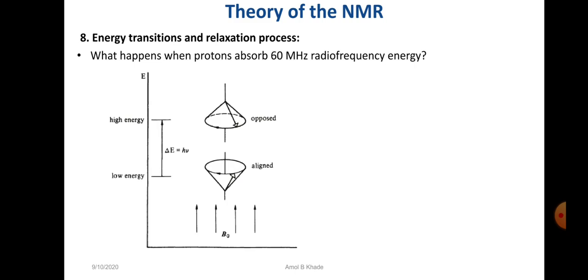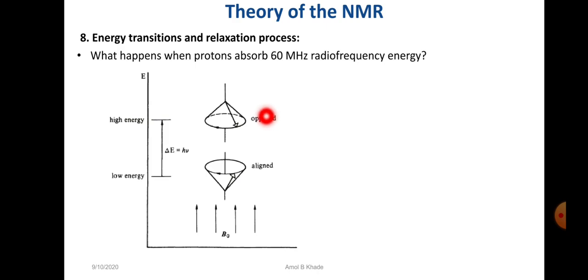Now the next point is the energy transition and the relaxation process. Consider that your proton is absorbing 60 MHz radio frequency and going into resonance. What does that mean? You have protons in the aligned position under the influence of B0, the external magnetic field. This requires a quantized delta E, and if you provide the correct radio frequency and bring them into resonance, that is shifting these aligned protons into the opposed orientation.